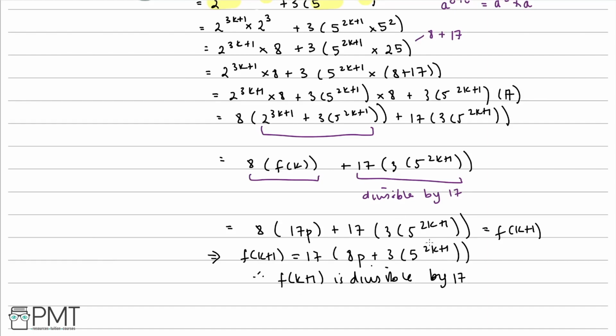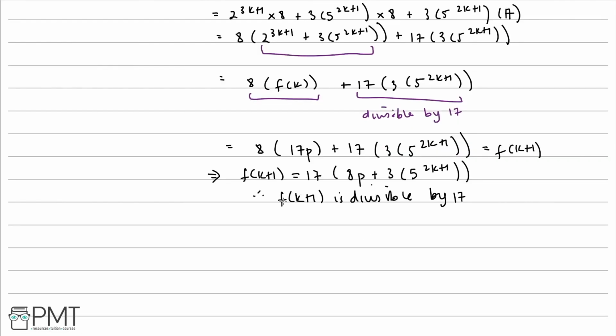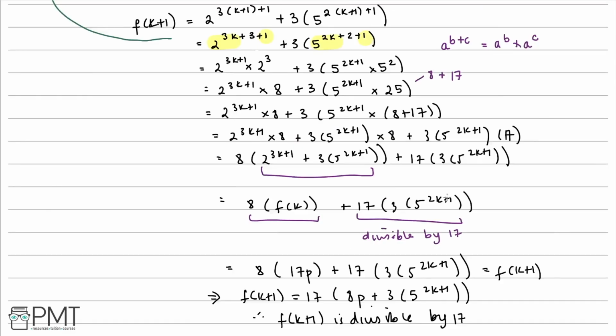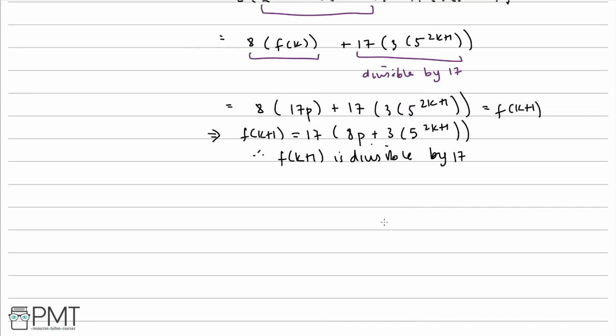Therefore, what we need to do now is look back at our steps. Step 3 was to show that it is also true for n is equal to k plus 1. Well, indeed we have found that f of k plus 1 is divisible by 17. And thus we need to write a conclusion.